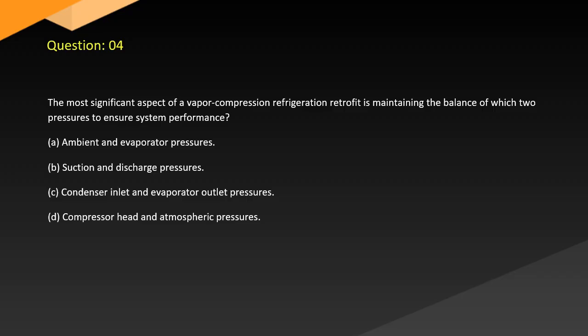Question 4. The most significant aspect of a vapor compression refrigeration retrofit is maintaining the balance of which two pressures to ensure system performance? A. Ambient and evaporator pressures. B. Suction and discharge pressures. C. Condenser inlet and evaporator outlet pressures. D. Compressor head and atmospheric pressures.